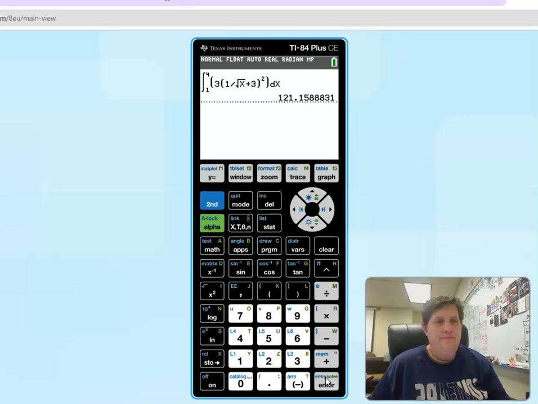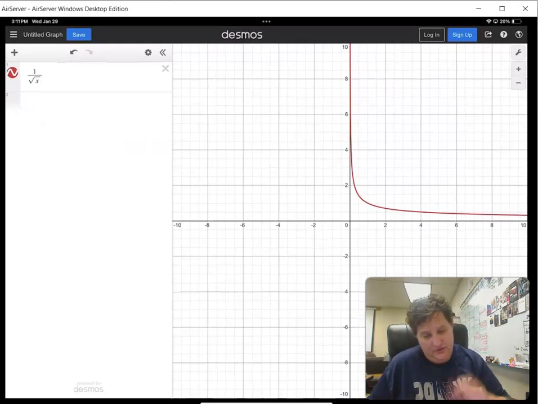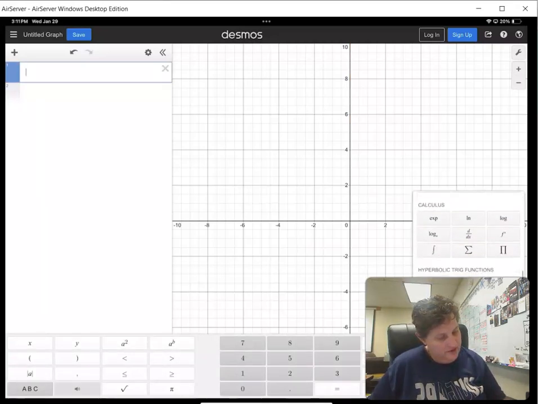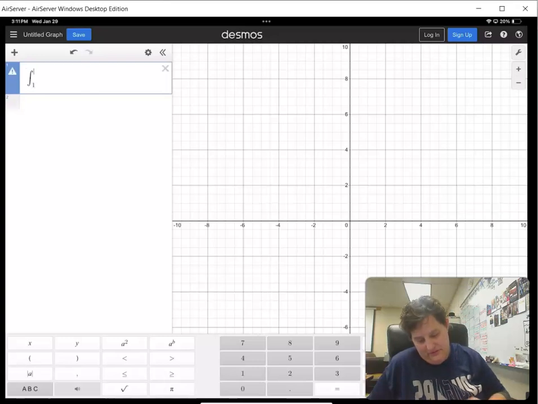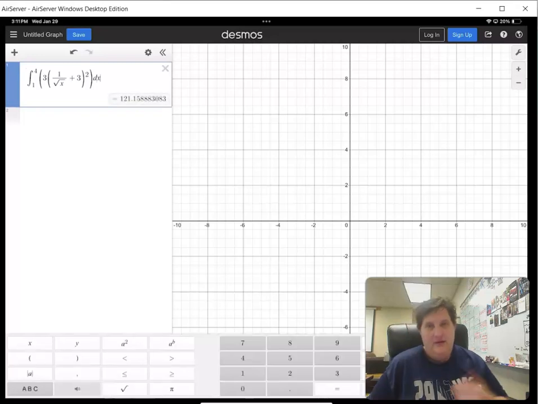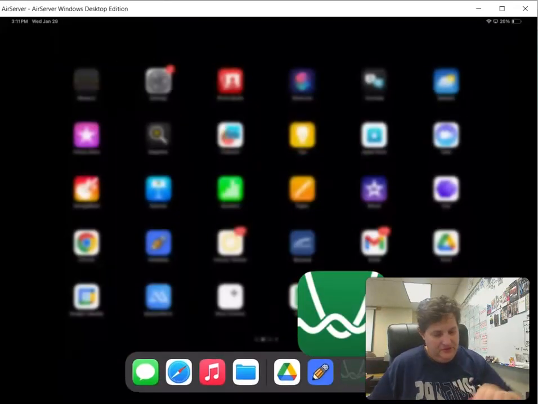You can also do this on Desmos. You can do integrals on Desmos. If you go into functions, there's an integral button down here somewhere. So you can go integral from 1 to 4. You do have to put parentheses around it, which is one thing I noticed because I was messing it up. Then it's 3, and then another set of parentheses, 1 over root x plus 3, parenthesis squared, parenthesis, and then you just have to type dx. And there we go: 121.15888. So those are the two different ways that you can do it.